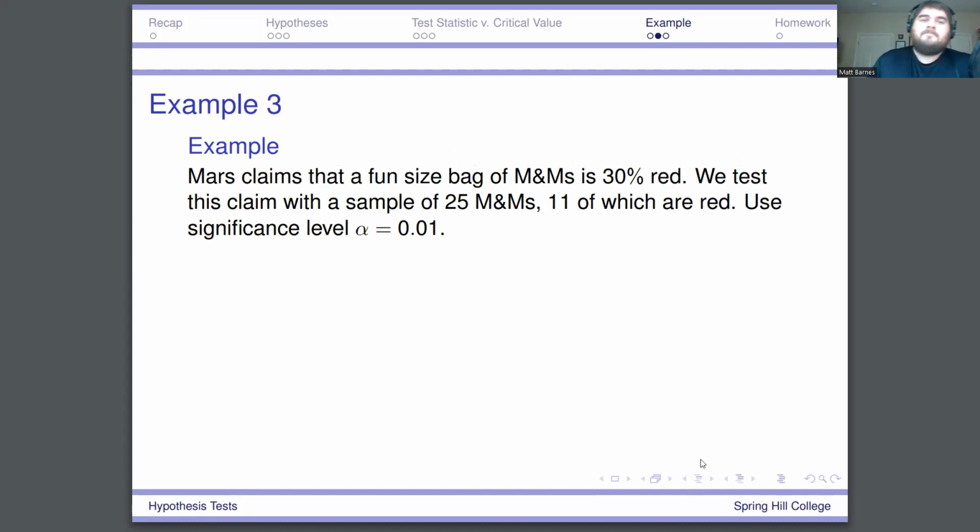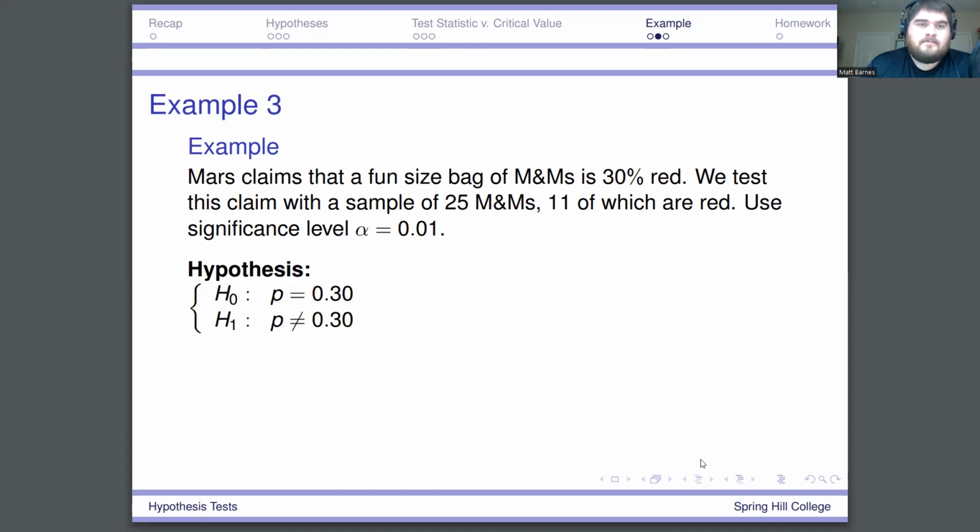So let's suppose that Mars, the candy company, claims that a fun-sized bag of M&Ms is 30% red M&Ms. What we do is we take a sample of 25 M&Ms and we find 11 of them are red. And we're going to use our significance level of 0.01%, which for us right now just means that we're going to use the chart from previous to figure out whether or not our sample is extreme or not.